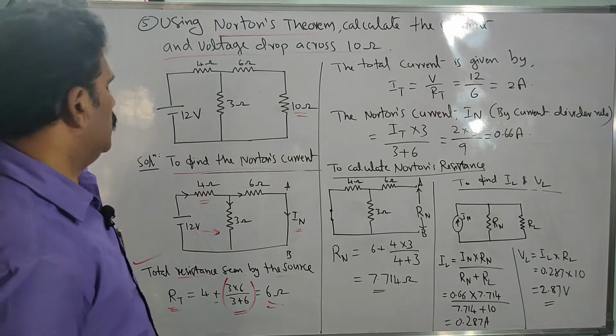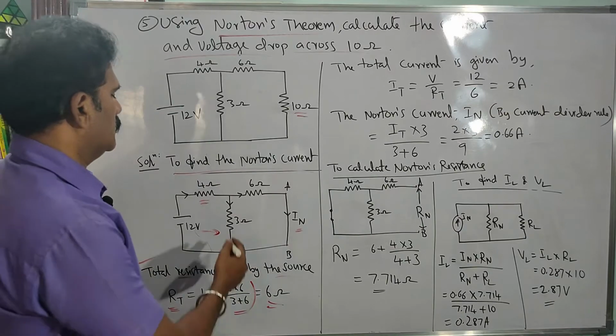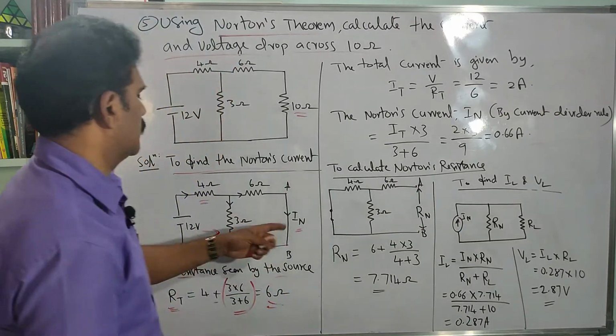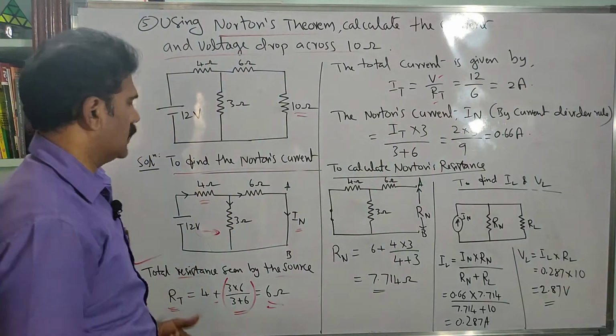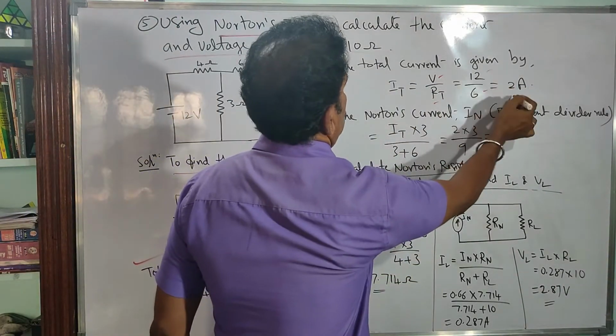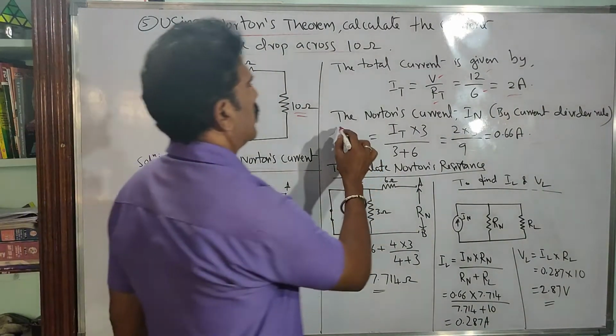Then calculate the total current by the source. The total current by the source is not the Norton's current. IT is equal to V by RT. V is 12 volts divided by the corresponding RT. 12 by 6 is equal to 2 amperes. Then you can calculate the Norton's current IN.